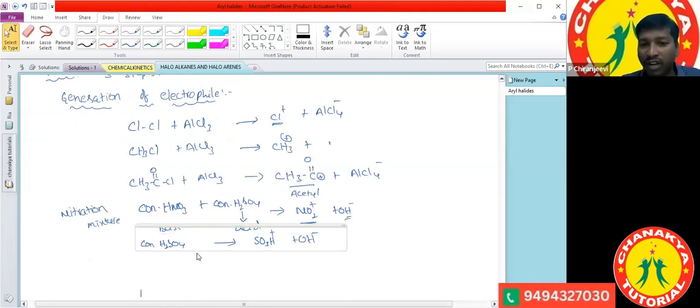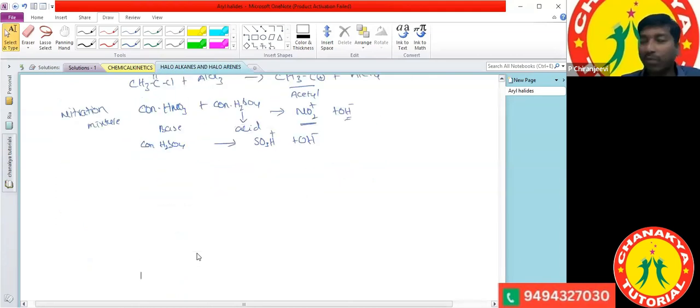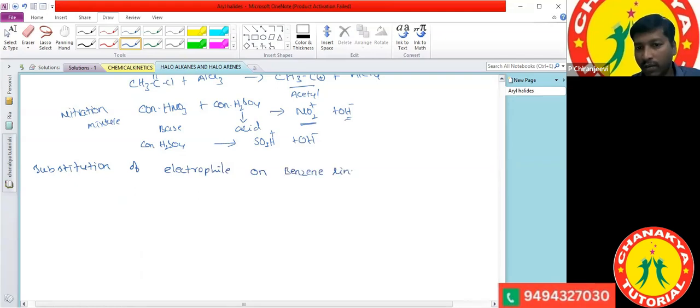After generating the electrophile, what is the second step? Substitution of the electrophile on the benzene ring. How it is substituted on the benzene ring, we have just seen as the resonance structure. Wherever the negative charge is there, that part attaches with the electrophile.